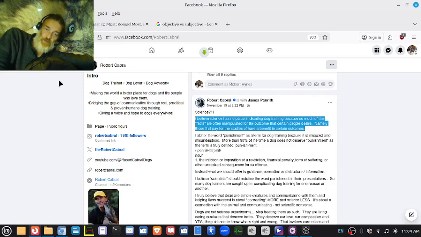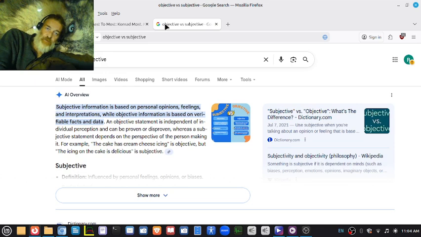So, in order to understand what he's getting into, we need to understand objective versus subjective. Okay? Subjective information is based on personal opinions, feelings, and interpretations, while objective information is based on verifiable facts and data. Now, what does that actually mean? We need to use an example. So let's use fear of spiders.